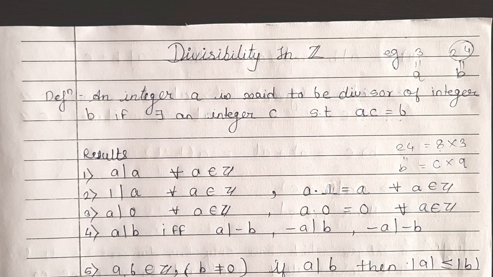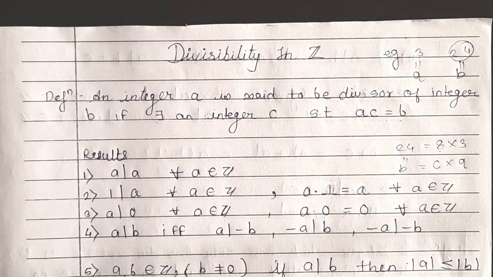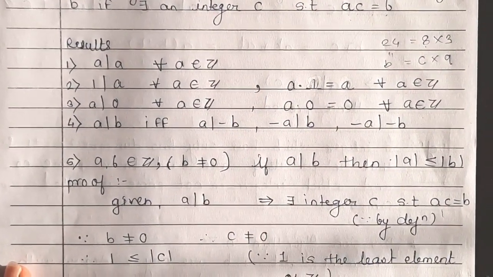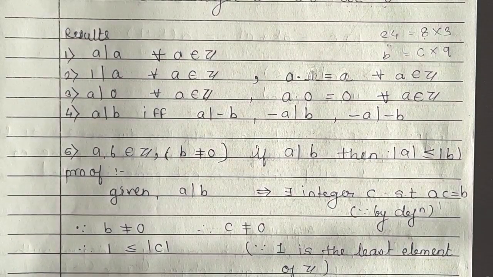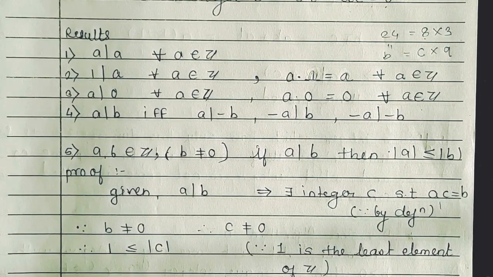Now we see the definition of divisor. An integer A is said to be a divisor of integer B if there exists an integer C such that B equals A into C. Let us move ahead with the results. The first result is A divides A. Suppose I take A equal to 3. So 3 divides 3 as well. From that we get A divides A.